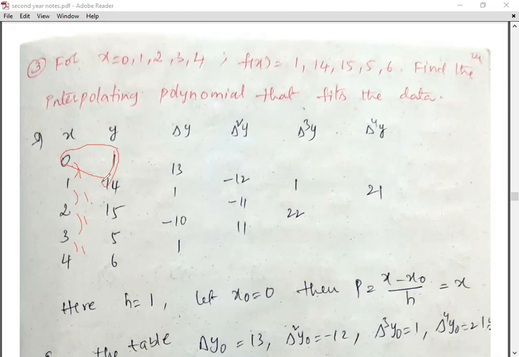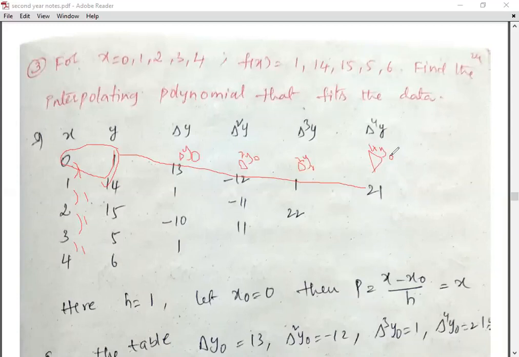From y naught, we need to take differences by drawing a slanting line downwards from y naught. Then on the line, in the first difference column, we will get delta y naught. In the second difference column, we get delta square y naught. In the third difference column, we get delta cube y naught. And in the last, fourth difference column, we get delta power 4 y naught.